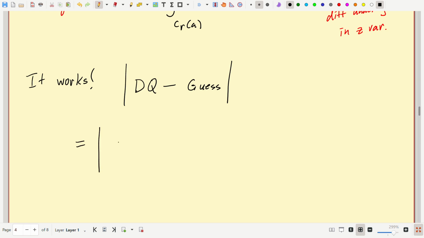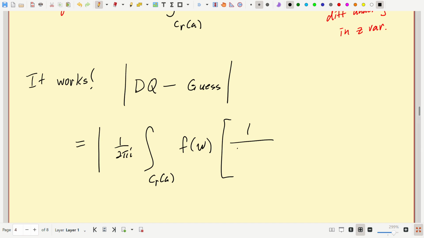My difference quotient turned out to be 1 over 2 pi i times the integral around the circle of radius a of f of w times 1 over (w minus z)(w minus z naught) dw. And my guess looked very similar. It's the same thing, but this one has (w minus z naught) squared.